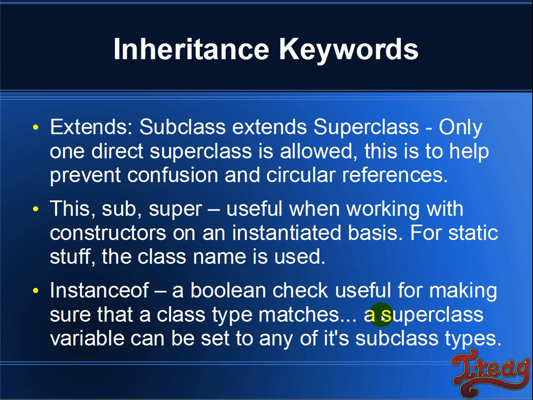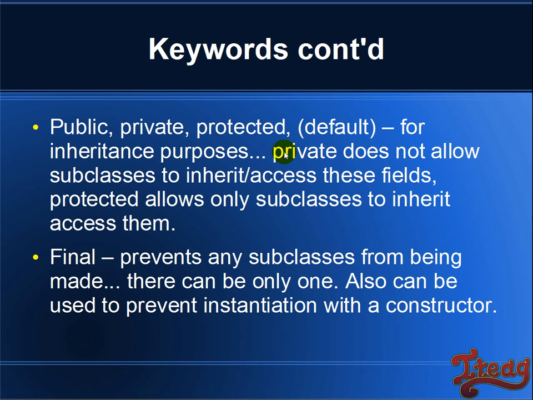So a superclass variable can be set to any of its subclass types. So if you make an Object pointer, you can point it to pretty much anything. However, how do you know what you're working with? And you can't really use any of the functions because you made an instance of an object. I think I'll play with that.